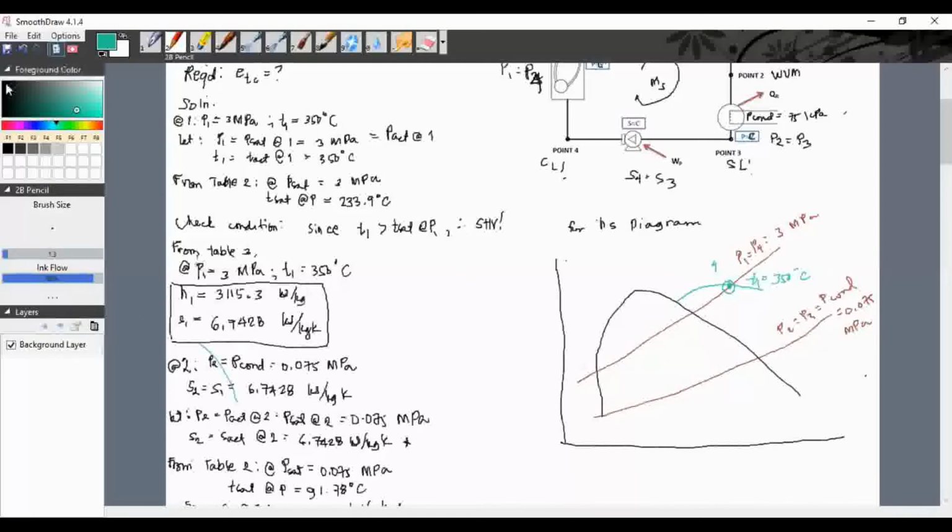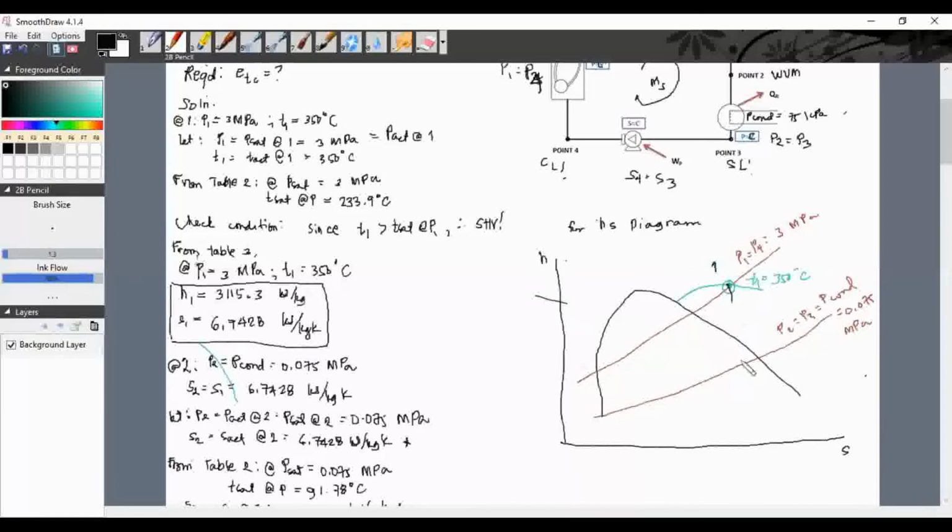Point 1. Yan, point 1, H to, by the way, and then this is S. And then, mag-expand siya, no? Okay? So, from point 1 to point 2, S is equal to C.